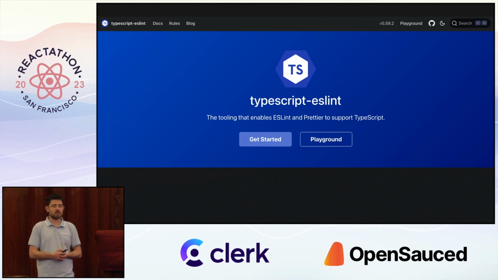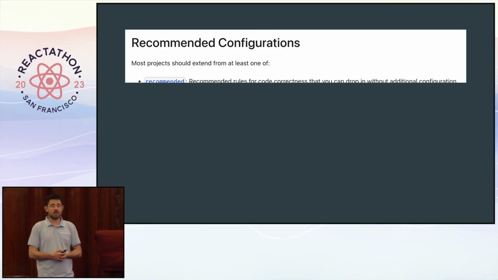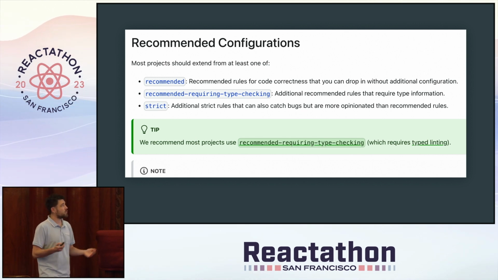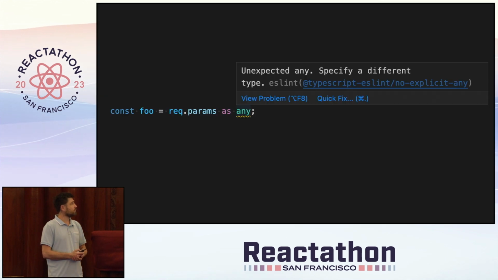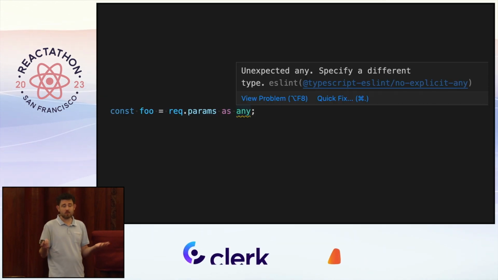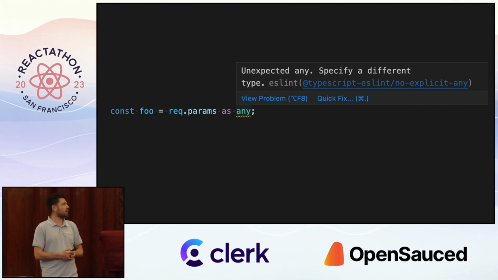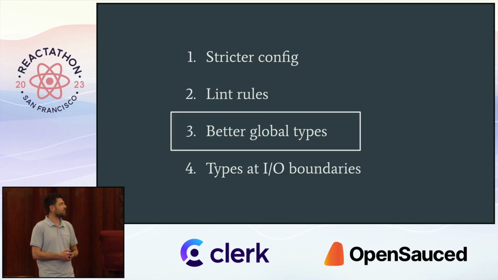So we have TypeScript ESLint. And it's great. All you have to do is say, let's just use the recommended rule set. And if you're brave, use the strict rule set, and you'll be good. And then you'll get this, right? So you'll try to use any, and it'll say, no, you shouldn't do that. And sometimes I love the wording. It's like, specify a different type.